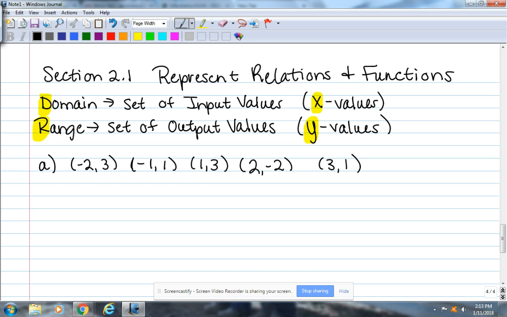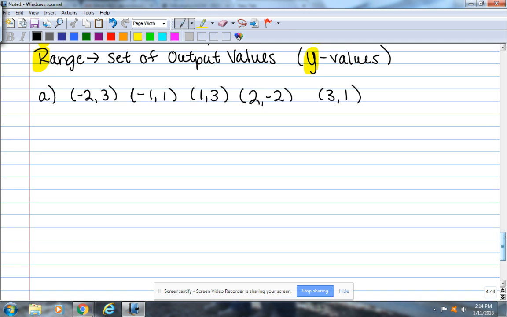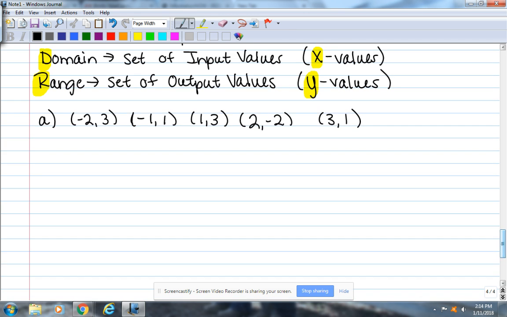A relation is just a set of ordered pairs. Now, I have listed the ordered pairs. It's just a list of ordered pairs. That's one way to write a relation. Another way is in a table. Now, sometimes we see tables written horizontally, okay? I prefer to have them vertically. But that's when you have a list of your X's and a list of your Y's. And they are beside the number they correspond with.